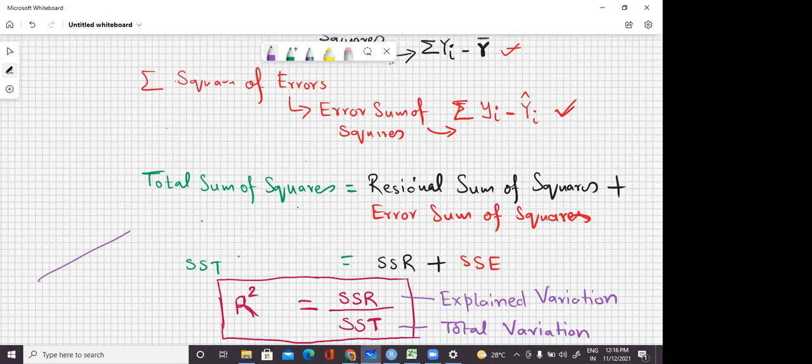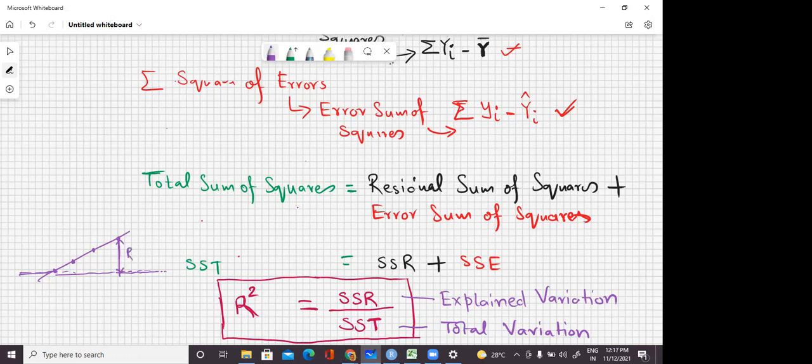All the actual points will be on the regression line. It will almost never happen. The mean will be, of course, somewhere here. So this difference will be SSR, the residual sum of squares.